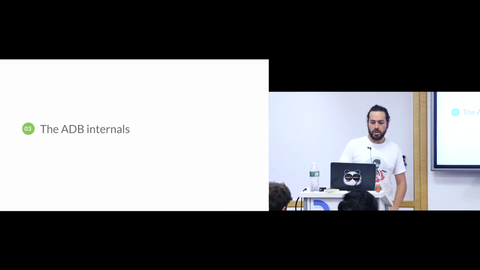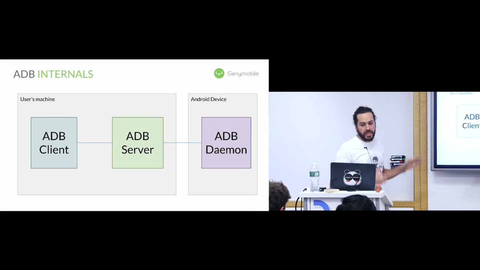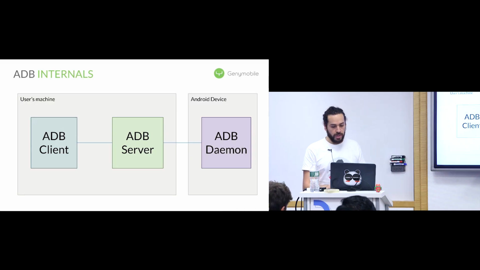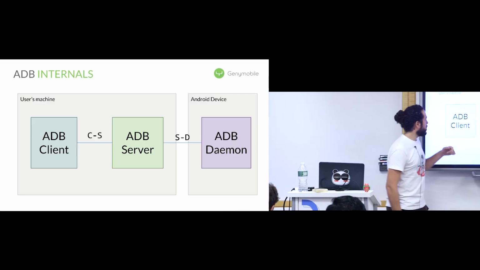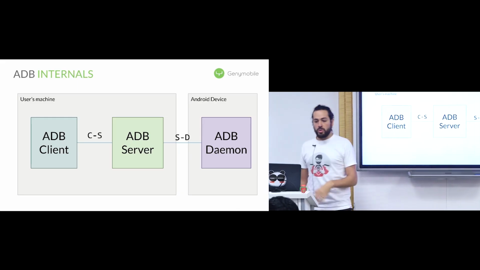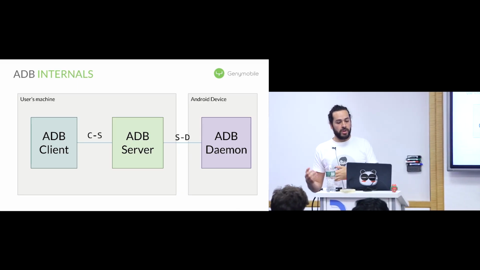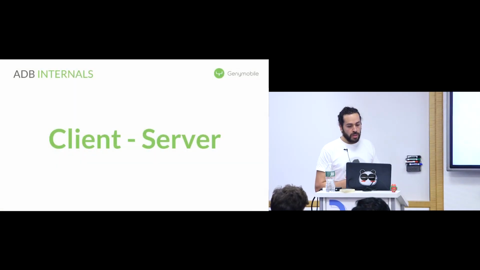Yeah? Okay. ADB internals. So we got to our big picture: the ADB client, the ADB server, the ADB daemon. You know where all is running, right? But you have all these elements, and they need to discuss between each other. So there are protocols for these communications. You have one protocol from a client to the server, and another one from server to a daemon. And there are different protocols. Let's start with the client server.